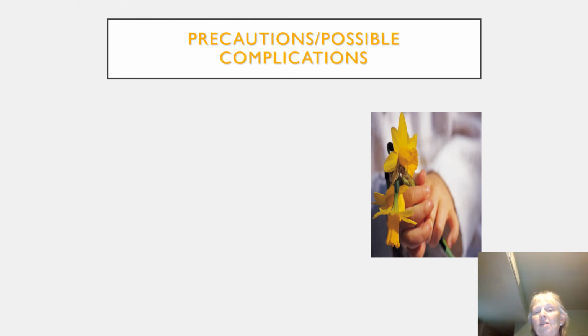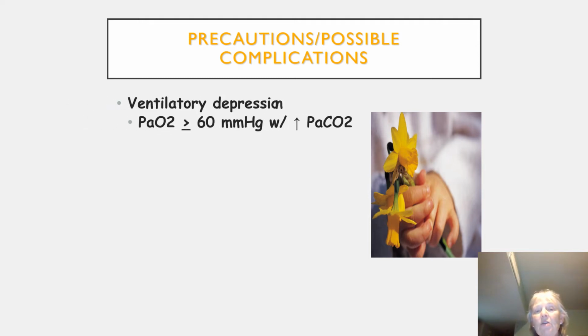So what are the possible precautions and complications that we can see with oxygen? Well, one of them is ventilatory depression. Ventilatory depression happens when your PaO2 is greater than or equal to 60 millimeters of mercury and you have high CO2. If you think about this, we're talking about somebody who has COPD, for the most part. You may have somebody who has emphysema. Remember, that makes up COPD. And what happens, if you remember, is once the PaO2 hits 60 and starts going above it, their breathing slows down.